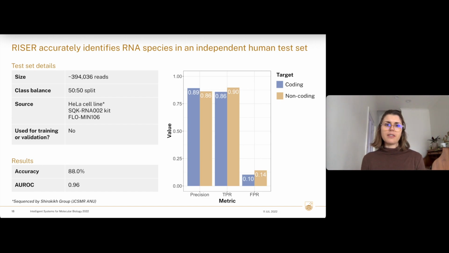So you can see on the right that RISER also achieved a high precision and high true positive rate, along with a low false positive rate for both the coding and the non-coding targets.